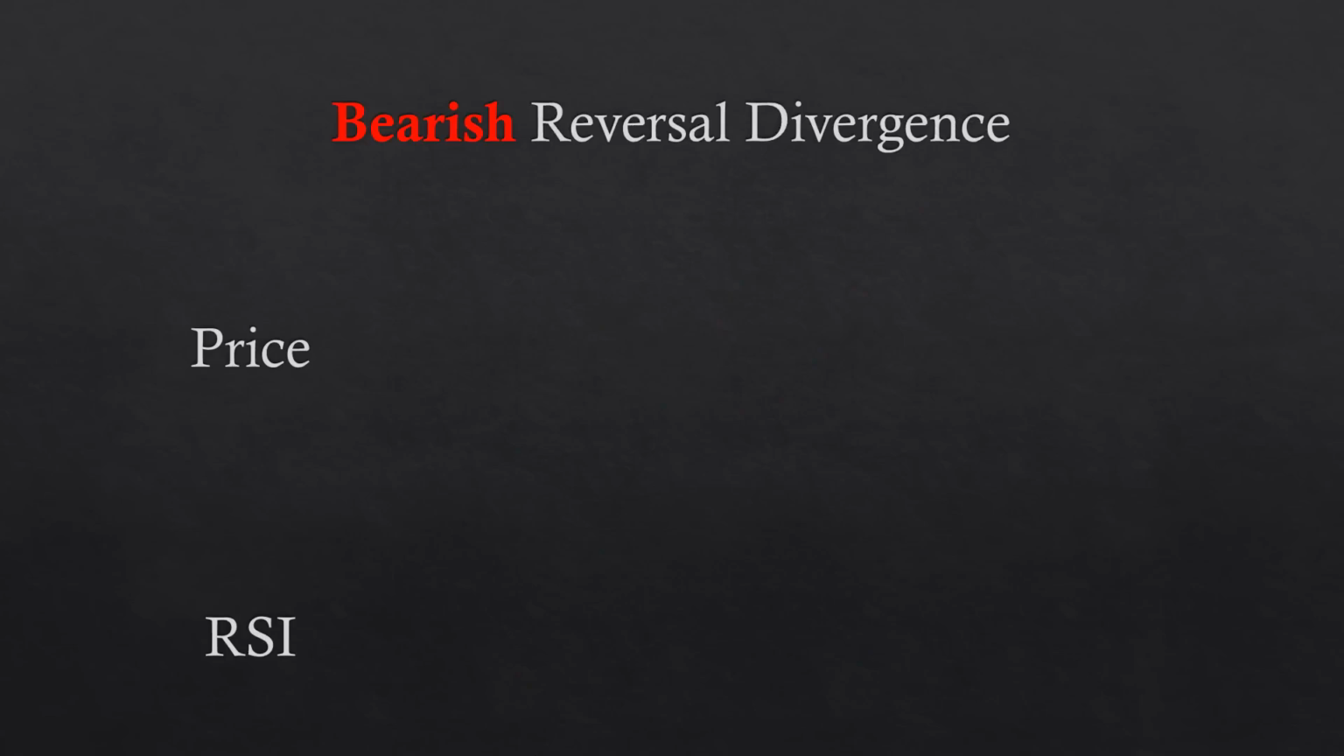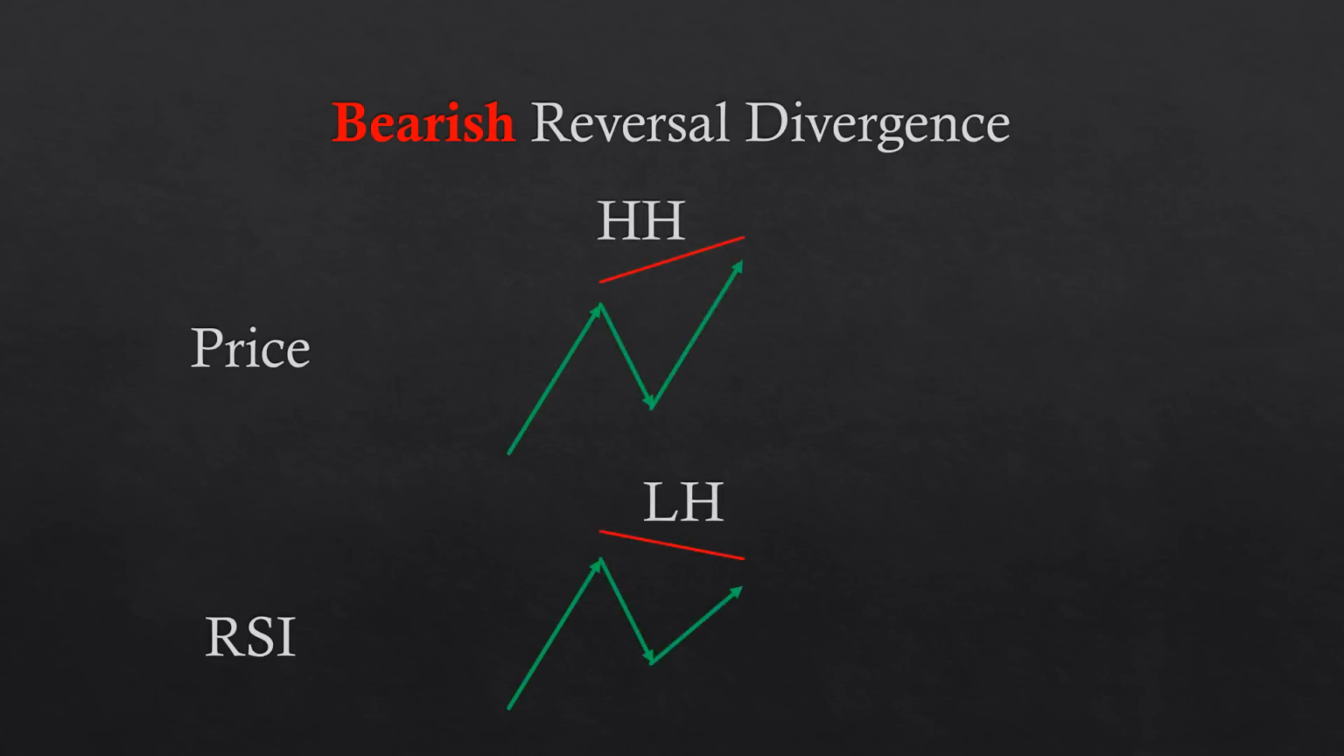The bearish reversal divergence happens when price is forming higher highs, but the momentum indicator is forming lower highs. That usually means that price is losing strength and might reverse to the downside. When looking for a bearish reversal divergence, you just look at the highs and ignore the lows.